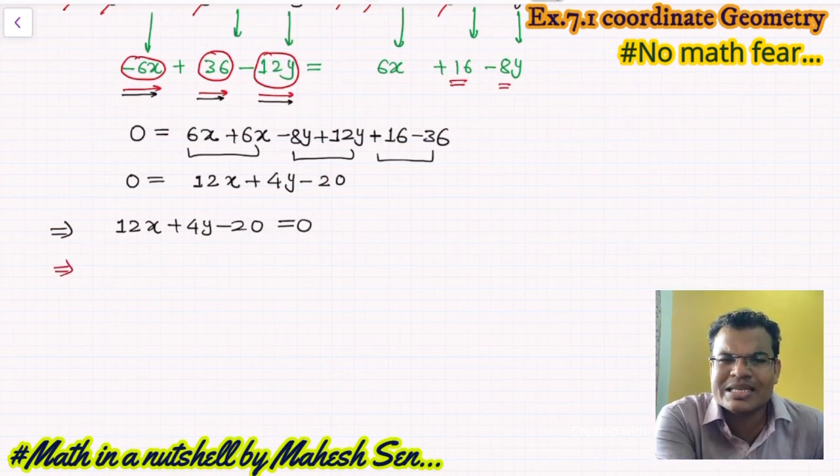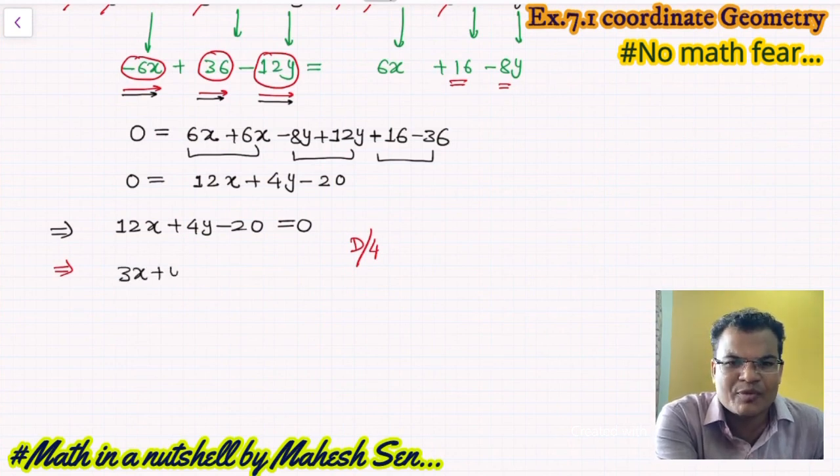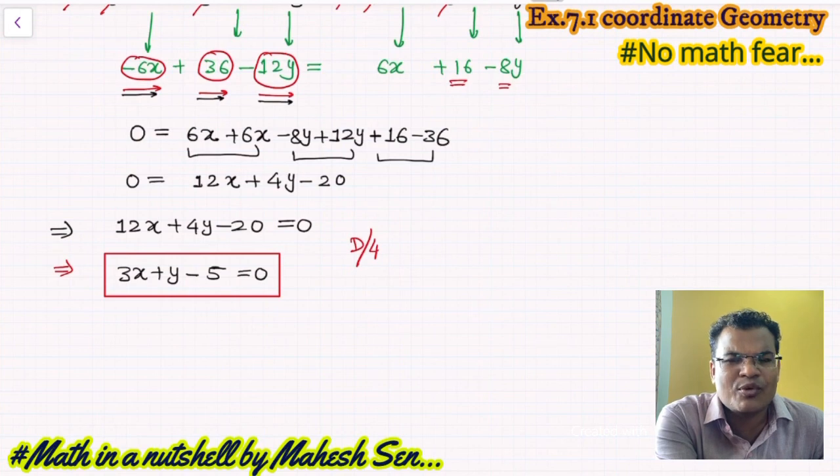Throughout I can see 4 is common, so I can divide by 4 throughout the equation. 12 divided by 4 is 3, so 3x, plus 4 divided by 4 is y only, minus 5, equal to 0. So when you are dividing by 4, 12x plus 4y minus 20 will become 3x plus y minus 5, because 4 is common in all.